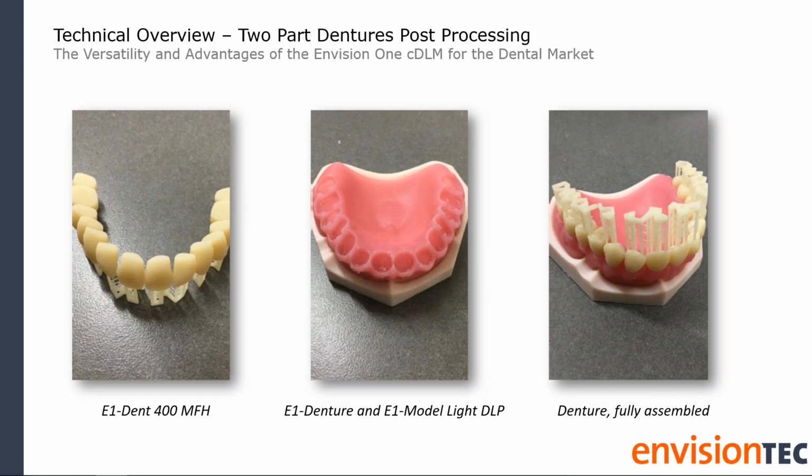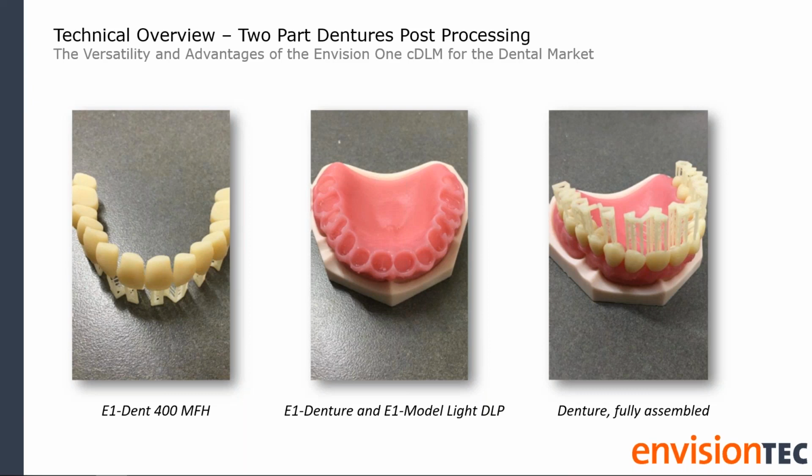For the 2-part denture, there are post-processing steps that need to take place once the denture base print in the E1 denture material is complete. First, we remove the parts from the platform and clean in 99% isopropyl alcohol to remove any uncured material. Place the parts in a cup of 99% IPA and place the cup in an ultrasonic cleaner for 3 minutes. We then dry the parts with compressed air. We remove the supports from the denture base with snips.